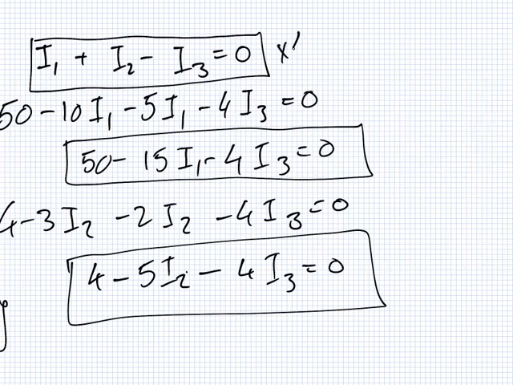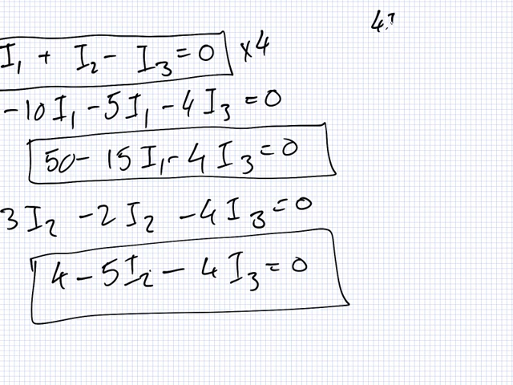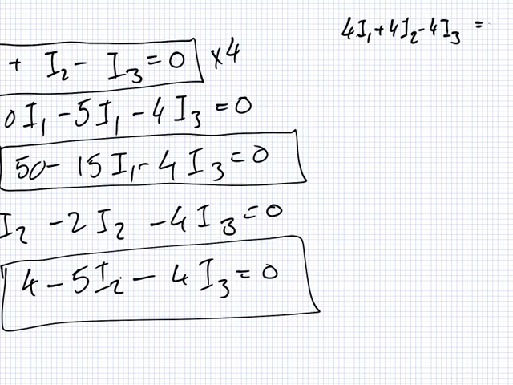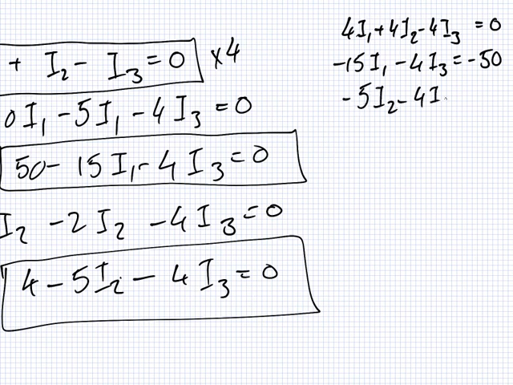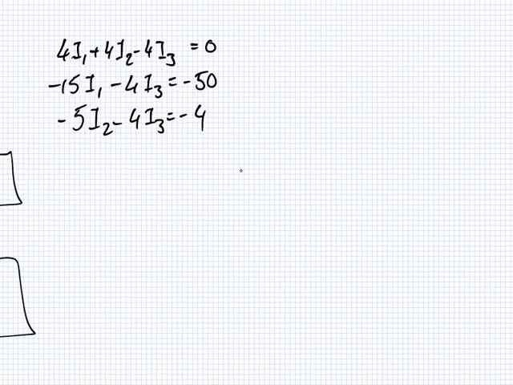If I multiply this by 4, I get 4i1 plus 4i2 minus 4i3 equals 0. Here I have minus 15i1 minus 4i3 equals minus 50. And then the last one will be minus 5i2 minus 4i3 equals minus 4. And I multiply the first one by 4, so what do you notice about the i3s? They're all the same. So if I subtract these, I make an equation, and if I subtract these, I make an equation.